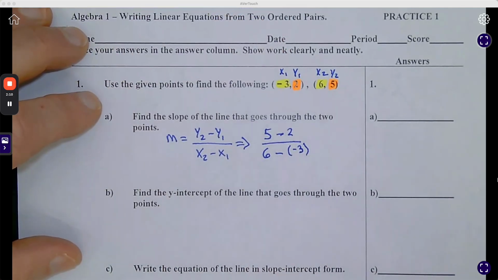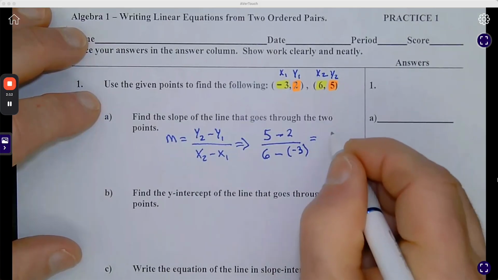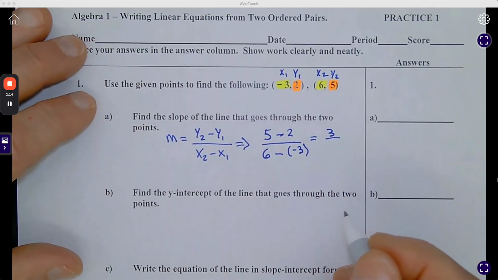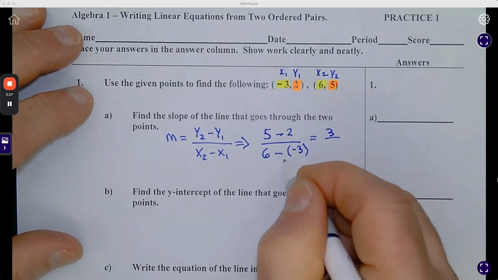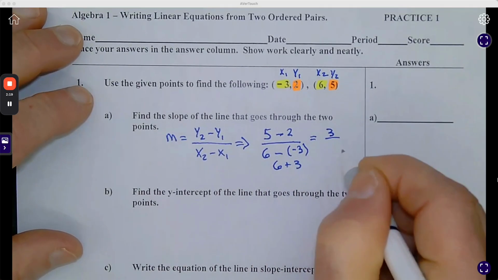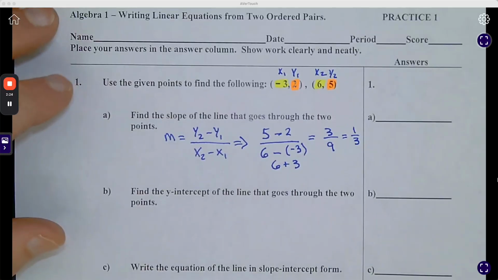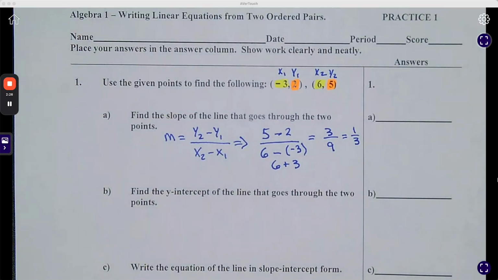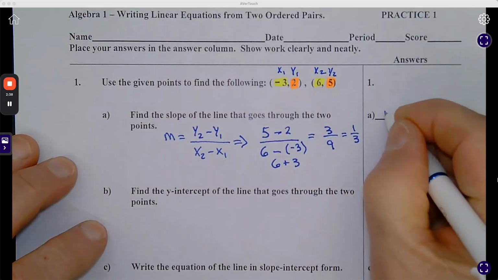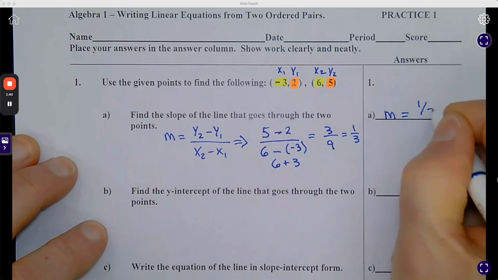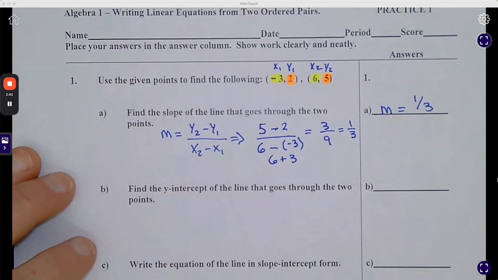Now simplify the top and the bottom separately. 5 minus 2 is 3. 6 minus a minus 3. Remember, minus minus makes a plus, so that's 9. This fraction reduces to 1/3. So make sure you reduce all of your fractions, right? And keep them in fraction form. Slopes should be fraction form. Okay, that's the answer for A. So m is 1/3.